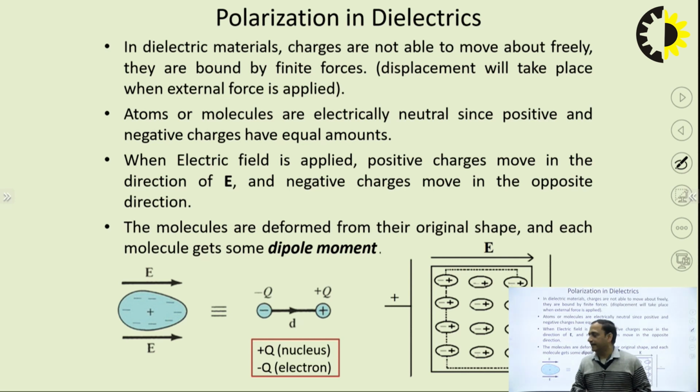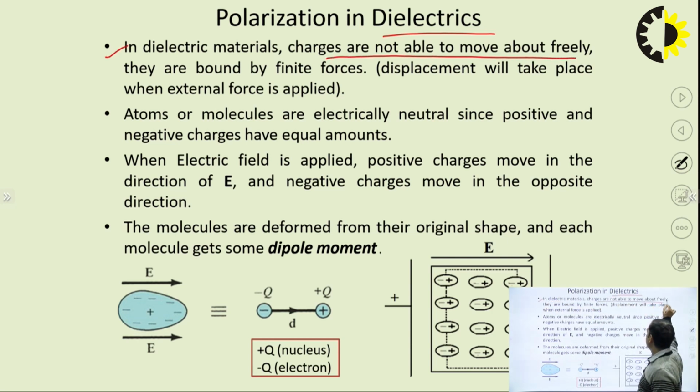But in the case of dielectrics, this is not a perfect conductor and not an insulator, so the movement of charges will be less than in conductors, but more than in insulators. In dielectric materials, the charges are not able to move about freely, just like in conductors. This is a very simple phenomenon.